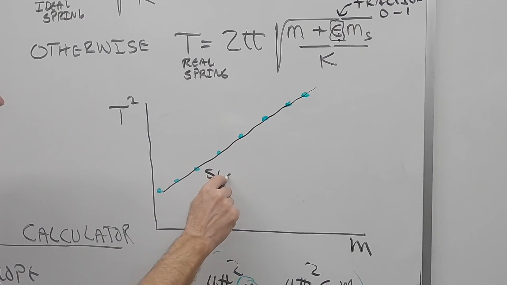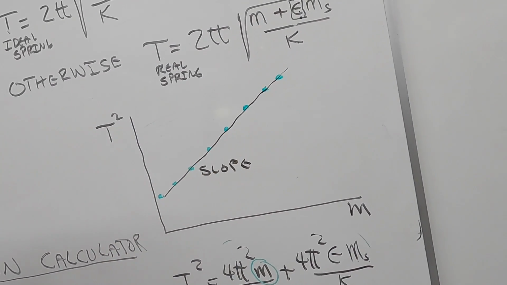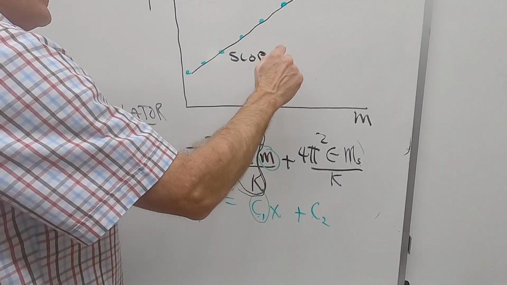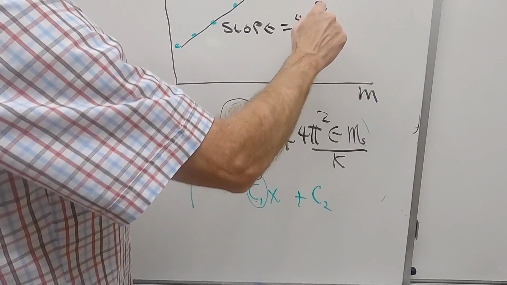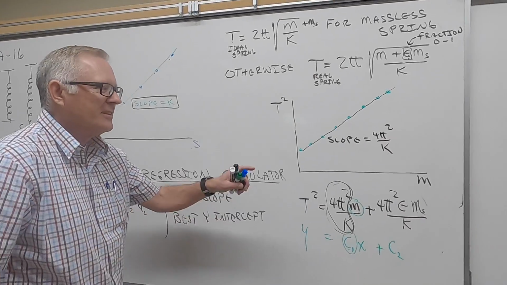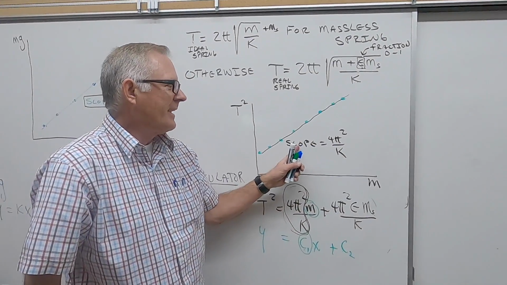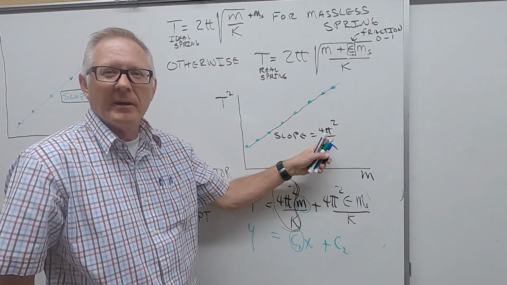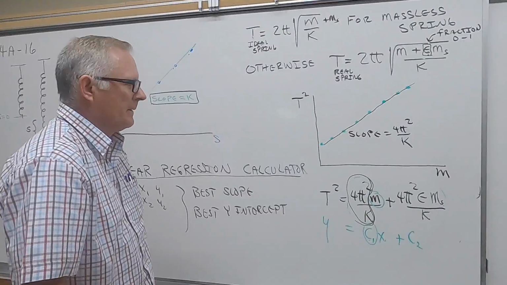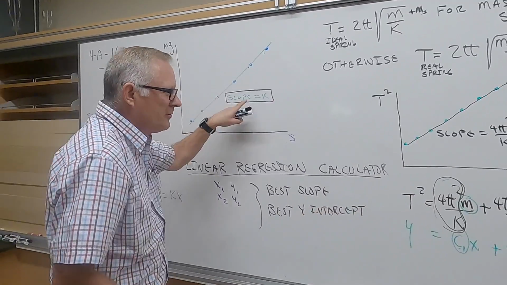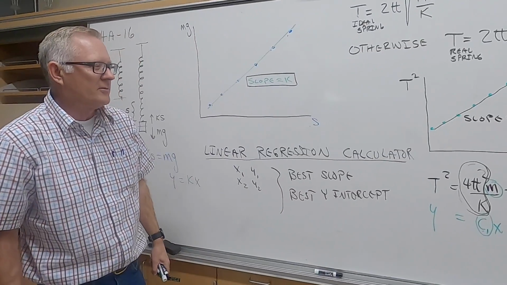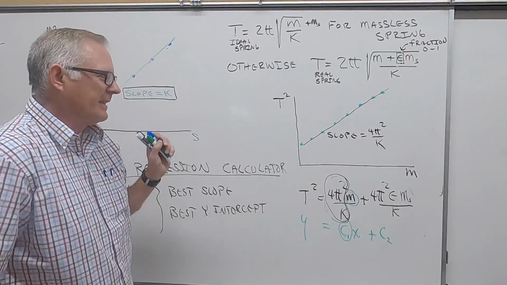The slope here of this one, the best slope, is equal to 4 pi squared over k. So we can then find the spring constant by moving the k over here and putting the slope down below right there. So k is just 4 pi squared over the slope of the line. Okay, so now we can compare these two values of k. You can get a percent error right there between these two values of k. So now we've got two ways of getting the k.